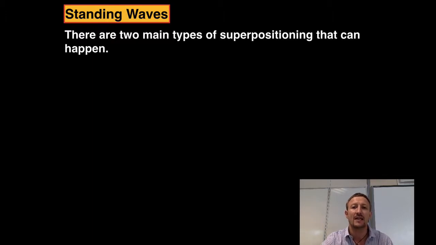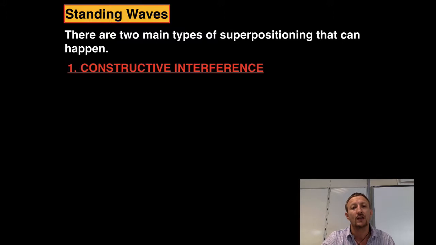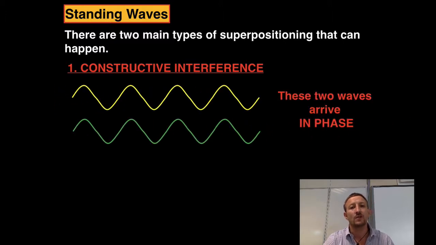And we have two main types of standing waves, and they work together by this process of superposition. Now the first type of standing wave is what we call constructive interference. Constructive interference is constructing, it's building. These waves are going to interfere, hence we get constructive interference. Now this is a direct result of two waves meeting which are in phase.